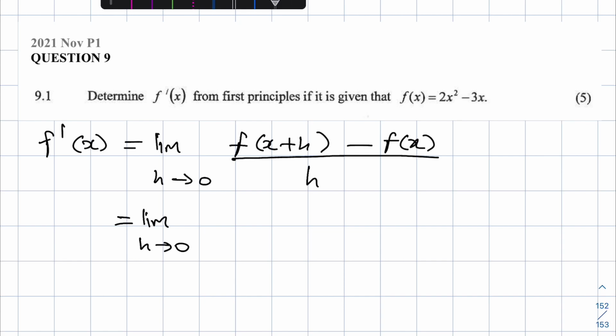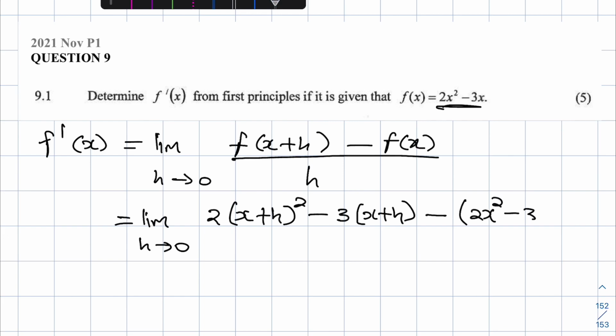Then now we're going to work out f of x plus h, which we go to this function where there is x, we substitute x plus h. So that will be 2, where there is x, x plus h all squared, minus 3, again there's x, you substitute x plus h, minus f of x, and f of x is just that, so it's going to be 2x squared minus 3x. I'm using brackets here because f of x is actually 2 terms here, and then all over h.